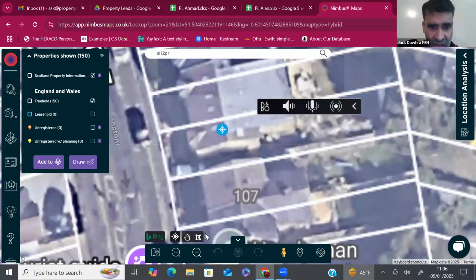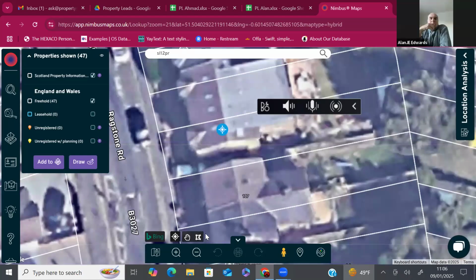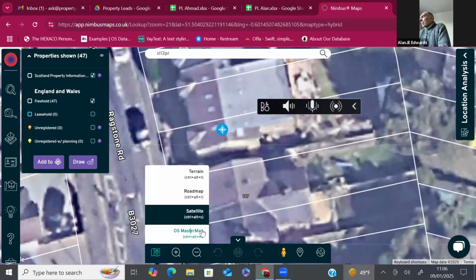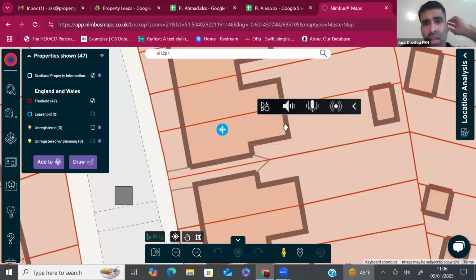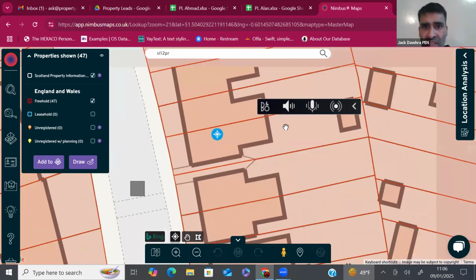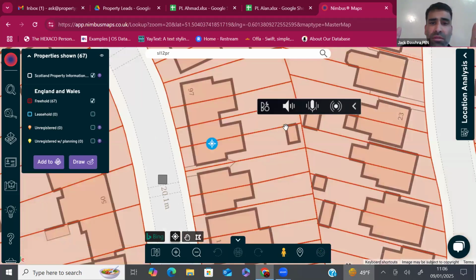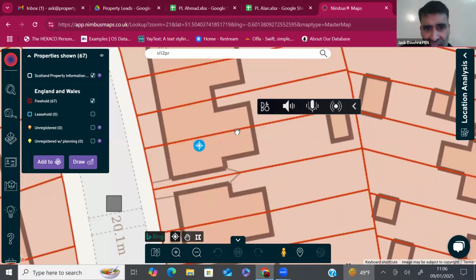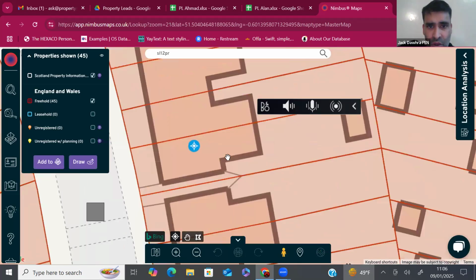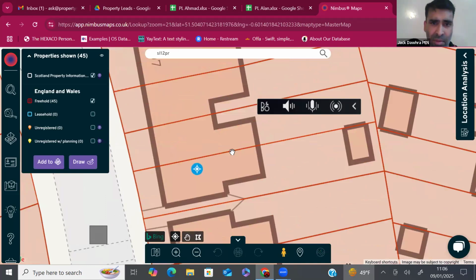Now, when I click on this, too many things on the screen. Ordnance Survey map. Can you see that Ordnance Survey map shows you how the building is built on the plot? Yeah. See that? Now this is actually one of my properties, and if you look at this, it is extended at the back. This extension was done about 3 or 4 years ago.